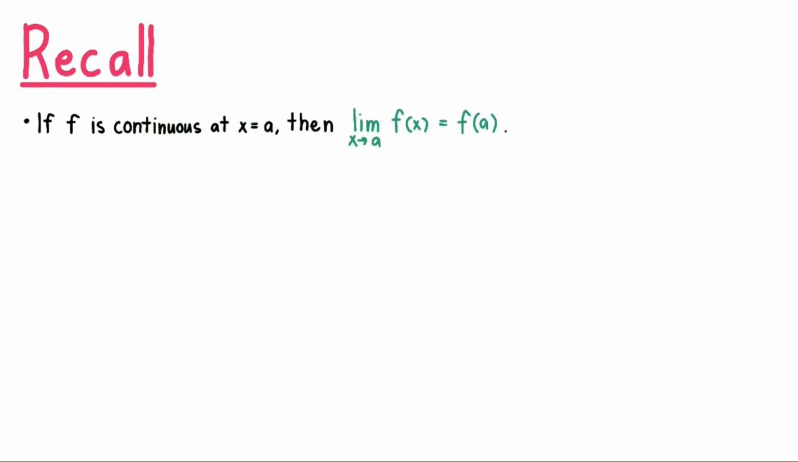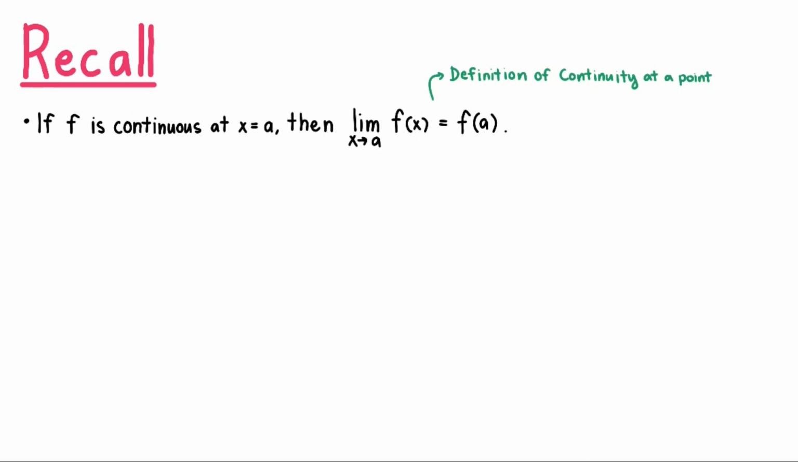First, take note that if f is continuous at a point, say A, it follows that the limit of f of x as x approaches A is equal to f evaluated at A. This is just by the definition of continuity at a point.